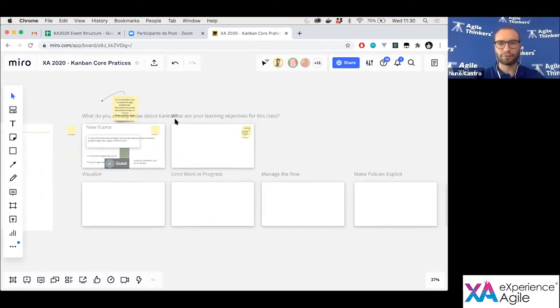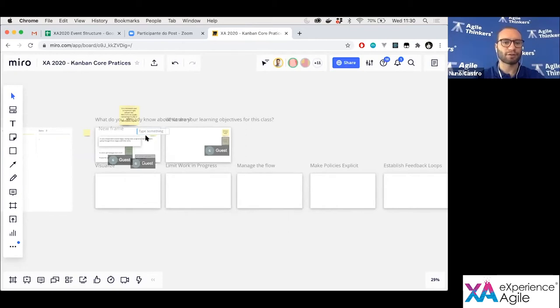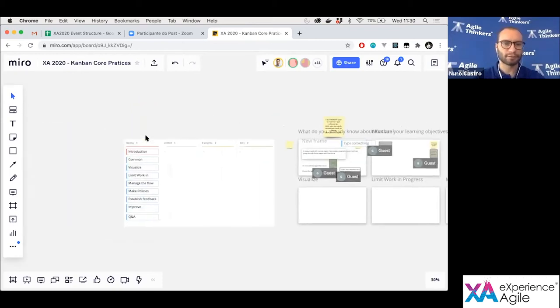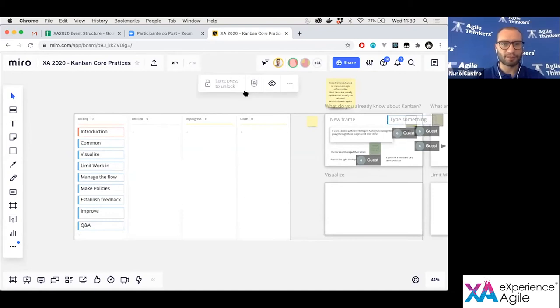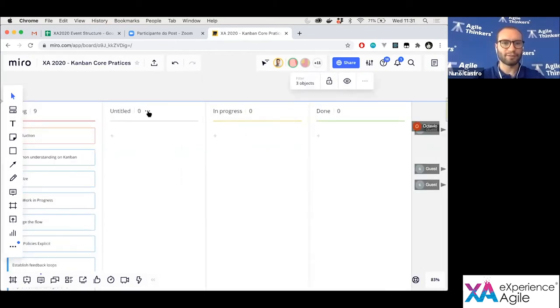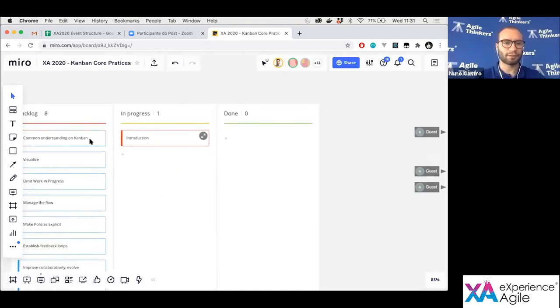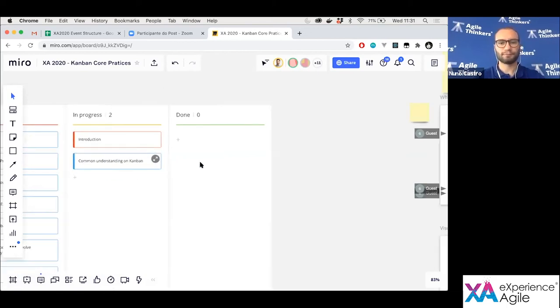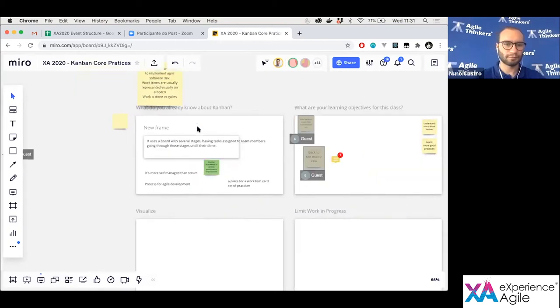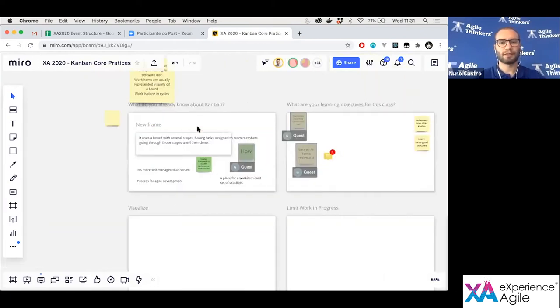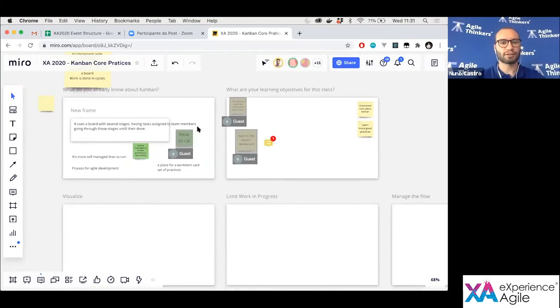Right, I will give 5 more minutes for you guys to put what are your learning objectives and what you already know about Kanban. I can see that people were here playing with Miro, with the board. We are doing this. Please, guys, try to focus on the questions and on these words.